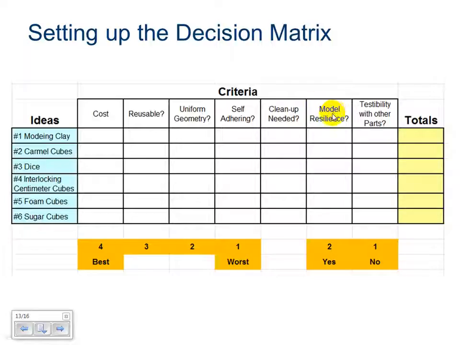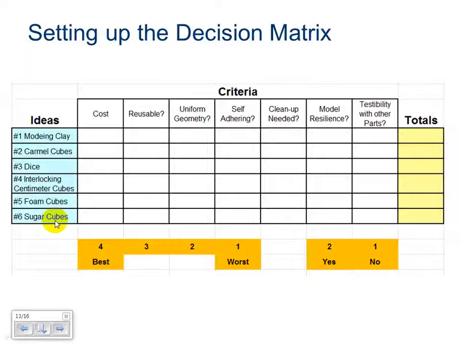Model resilience. How well will it hold up? If we drop it, is it going to fall apart? If people use it over and over and over, will it still stay together in the same form and be a good model? And then testability with other parts. Is it going to be testable to be interlocking the two parts together over and over? Kind of, in my opinion, I would put these two together. But are we going to be able to test it, and will the material hold up while we test? Okay, so these are the criteria that we have decided are important for us in deciding which one of these ideas we're going to use.